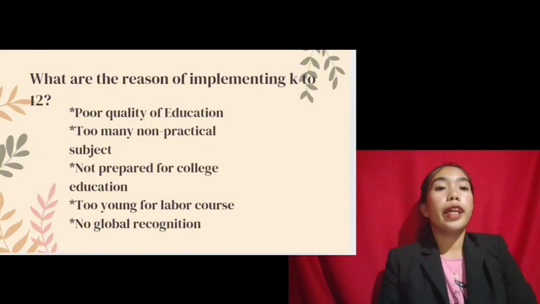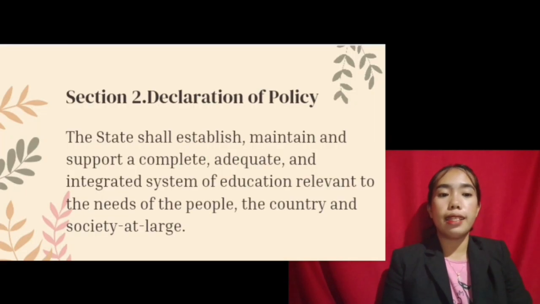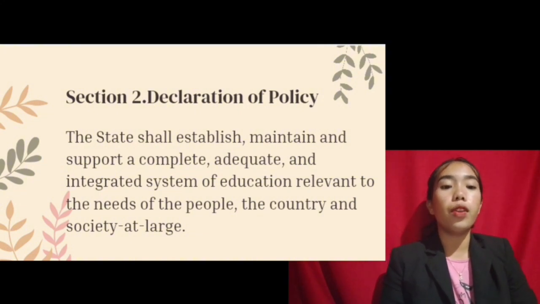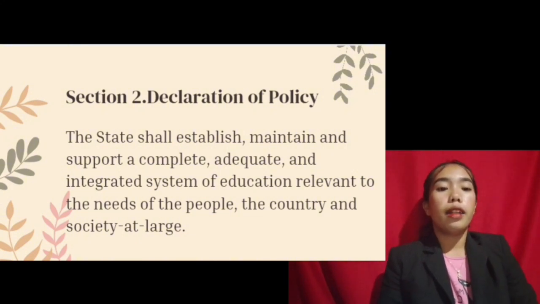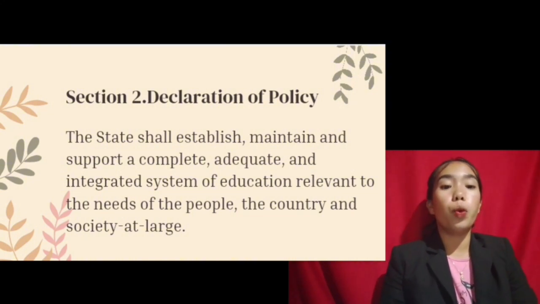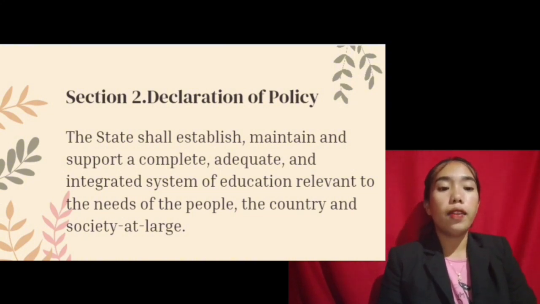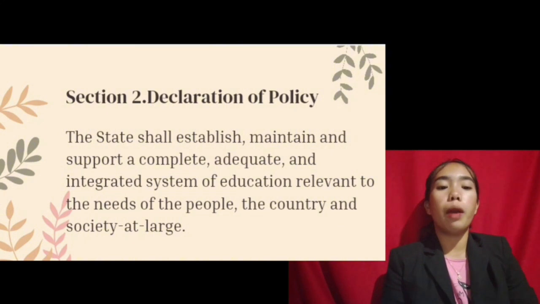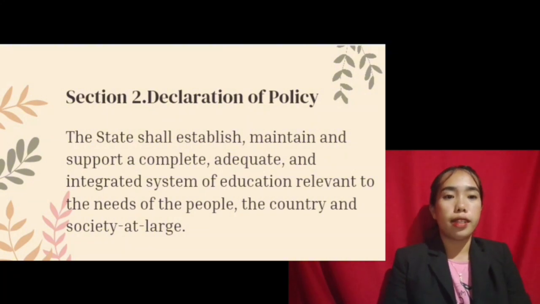Section 2, Declaration of Policy. This section of the law states that the government is committed to providing a comprehensive and effective education system. It emphasizes that education should be relevant to the needs of individuals, the nation, and society as a whole. This means that education should prepare people for their roles in society and equip them with the knowledge and skills they need to contribute to the country's progress.